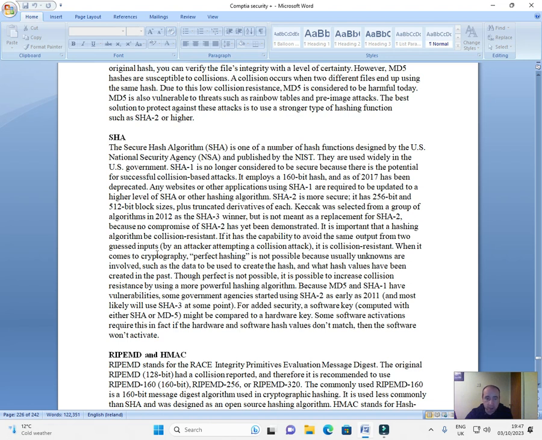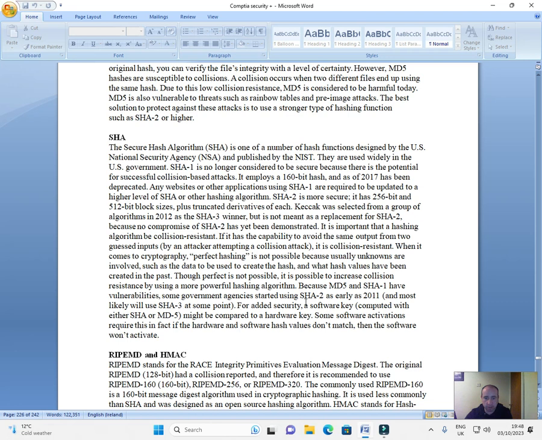It is important that a hashing algorithm be collision resistant. It is collision resistant if it has the capability to avoid the same output from two guessed inputs by an attacker attempting a collision attack. When it comes to cryptography, perfect hashing is not possible because usually unknowns are involved, such as the data to be used to create the hash and what hash values have been created in the past. Though perfect is not possible, it is possible to increase collision resistance by using a more powerful hashing algorithm because MD5 and SHA-1 have vulnerabilities.